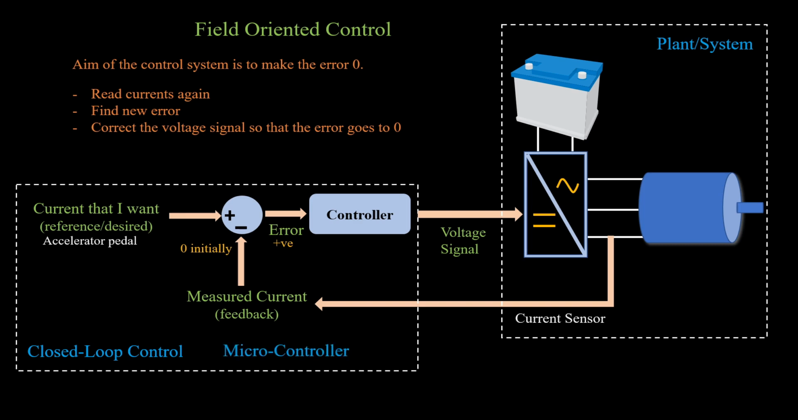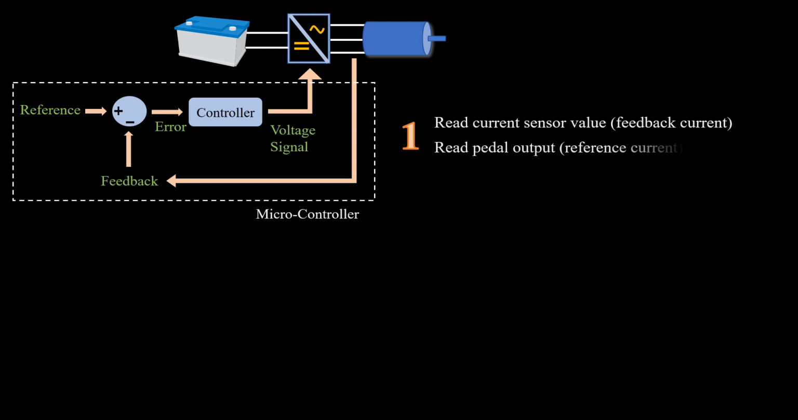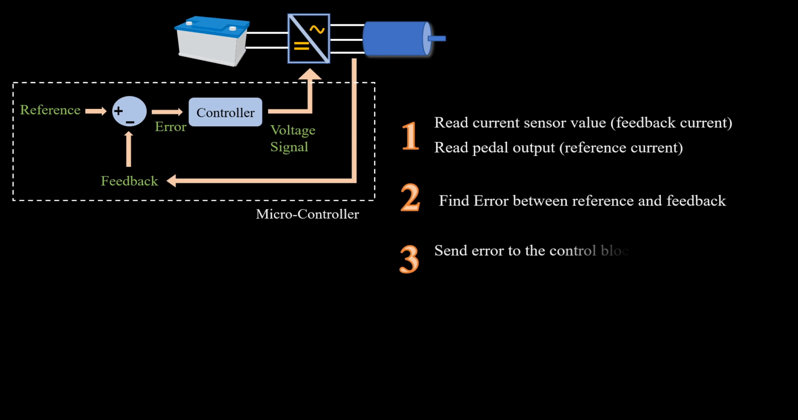So what does this microcontroller do? I am sort of repeating this again so that you remember it. It will read values of currents from the current sensor, and it will read the value from the accelerator pedal so that it can set the reference current. It will find the error between the reference and feedback, send this error to the control block to generate a voltage signal and send it to the inverter.